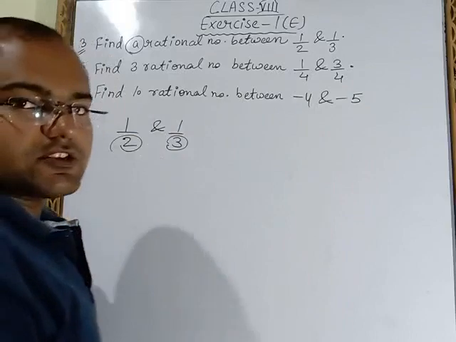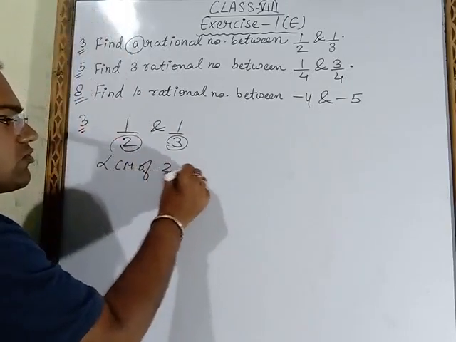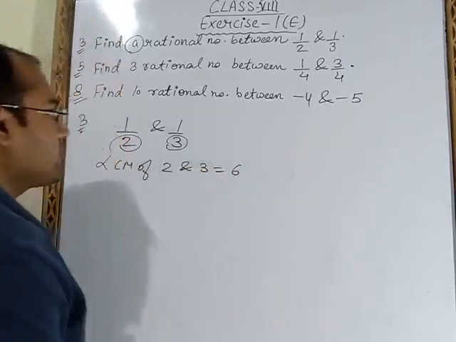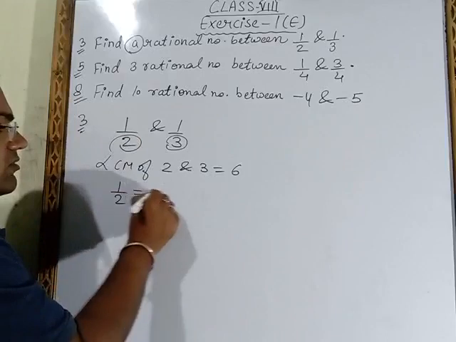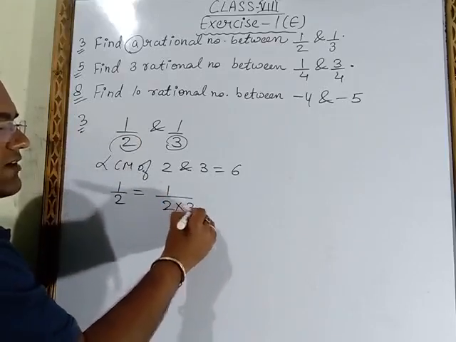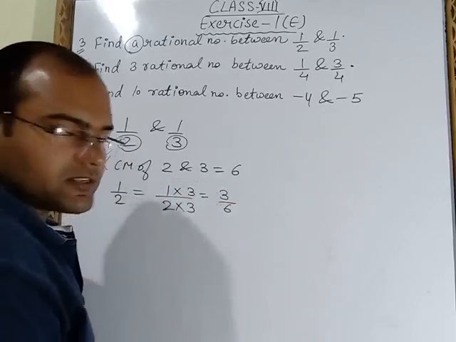In order to make these two denominators the same, we have to find the LCM. So the LCM of 2 and 3. We know what the LCM of 2 and 3 is? 6. Now what you have to do? 1 upon 2. In order to make this denominator 6, we have to multiply it by 3. So here also we have to multiply by 3. The answer is 3 upon 6.